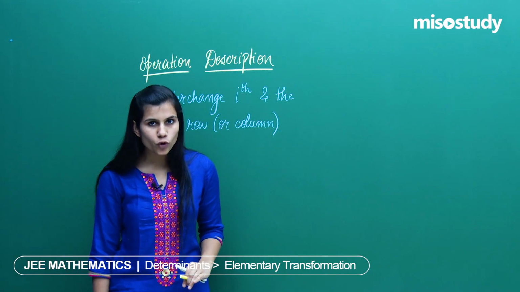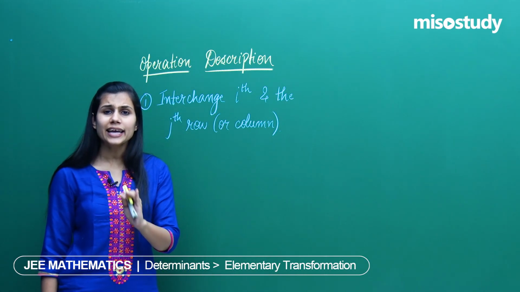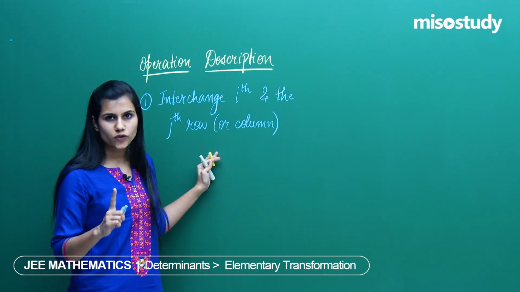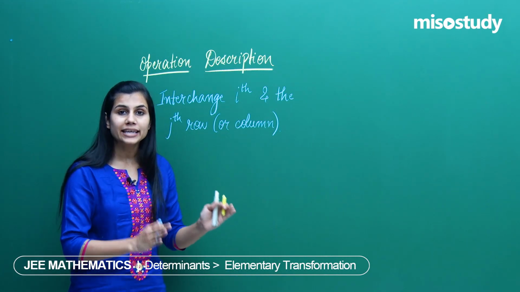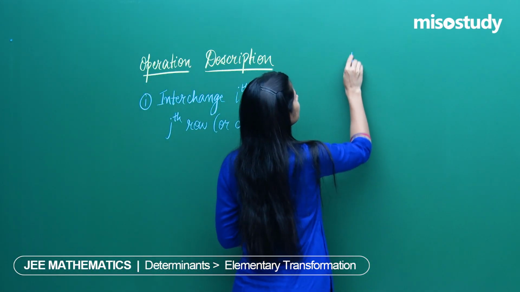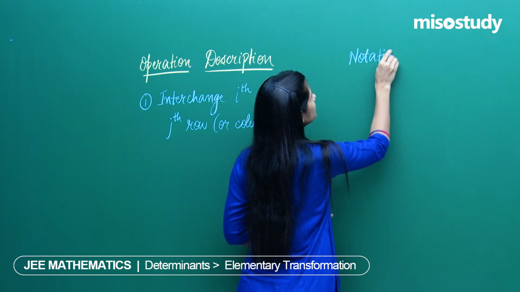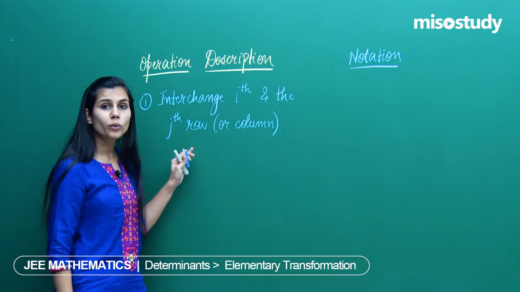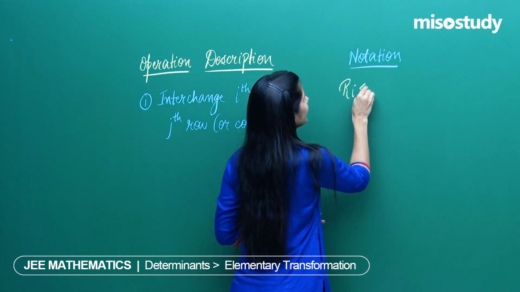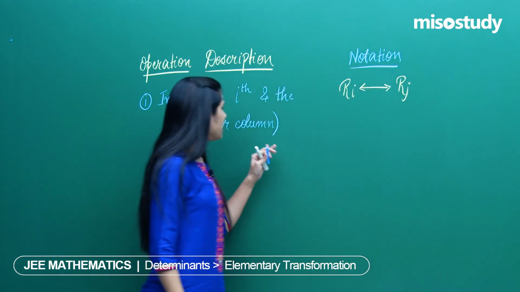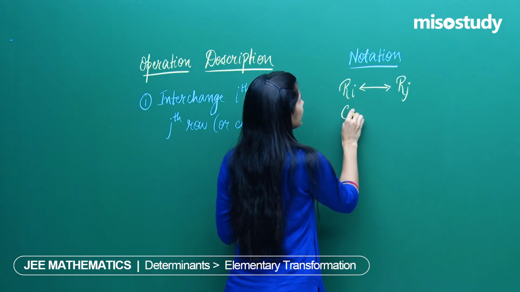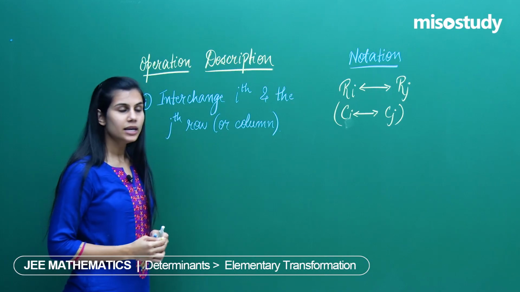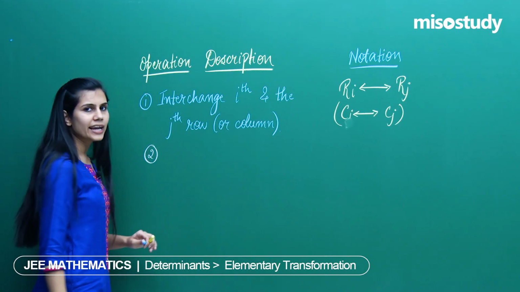Now, if I have a 3 cross 4 matrix, that means it has 3 rows and 4 columns, I can interchange any 2 rows among the 3 rows and any 2 columns among the 4 columns. This one transformation can be applied to a matrix in many ways, right? What is the notation which is adopted to represent this operation in compact form? Well, because I am interchanging ith row with the jth row, the notation is row i interchanged with row j. And if I am interchanging my ith column with the jth column, the notation will be column i is interchanged with column j respectively. Let's move on to the next style of transformation.